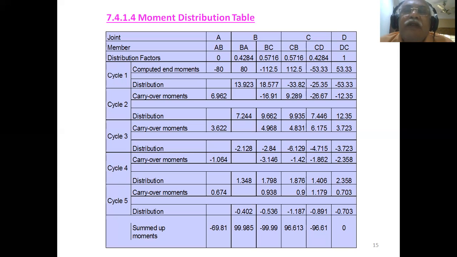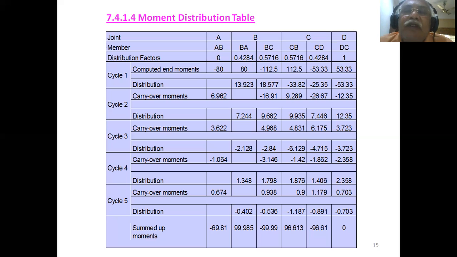Okay. Similarly, you come to joint C. At joint C, CB moment is 112.5. CD is minus 53.33. You take the difference of these two, that will be the unbalanced moment acting at joint C. That we have to distribute depending upon stiffness and distribution factor. For CB member, the distribution factor is 0.5716, and you multiply this value by the unbalanced moment, we are going to get the distributed moment as 33.82.